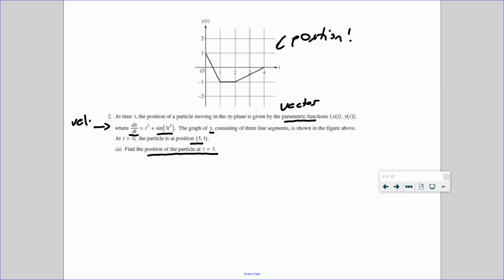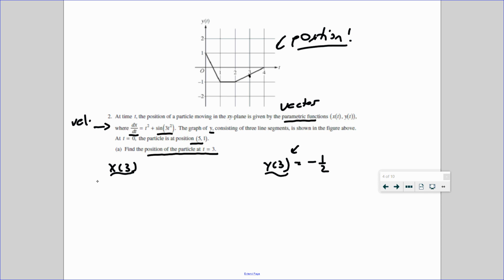So to find the position, I need two things. I need x of 3, and I need y of 3. Now, one of these is super easy to get, and you guessed it, it's y of 3. Because I'm looking for the position of y, I just have to go to 3, and it looks to be about -1/2 right there. x of 3 is going to be a little bit different because they gave us the derivative, so we have to integrate. Remember, if they give you a rate, you must integrate. So I have to integrate dx/dt.